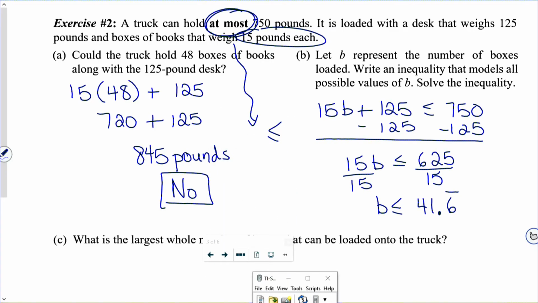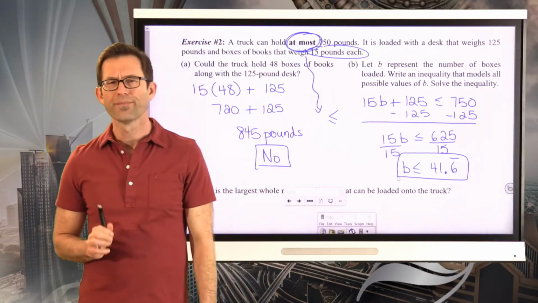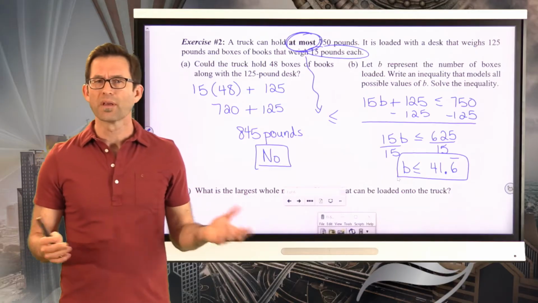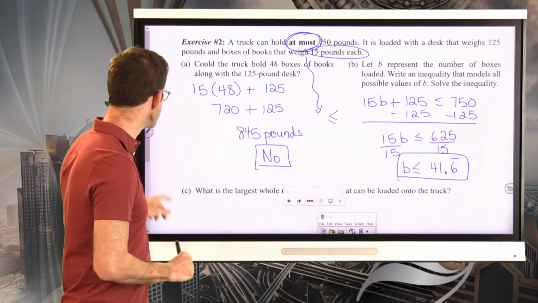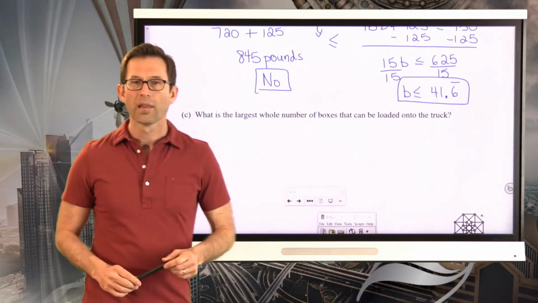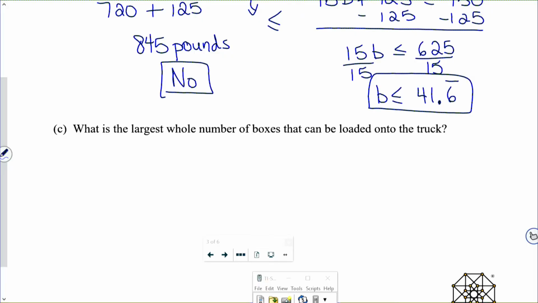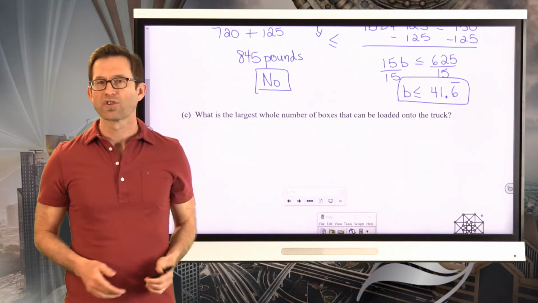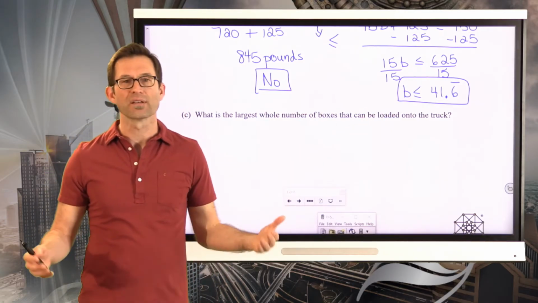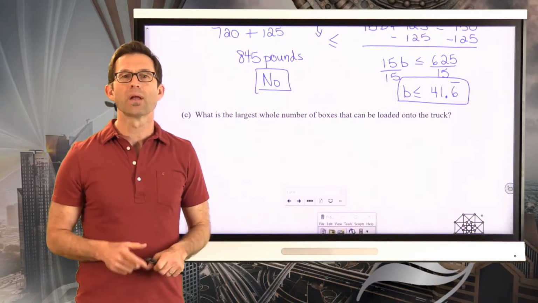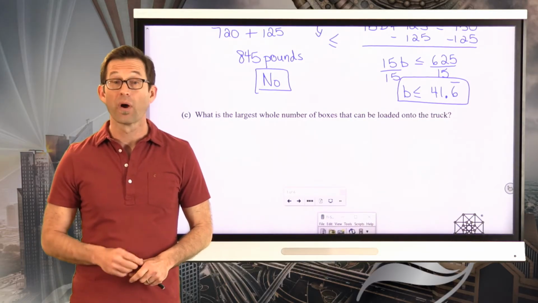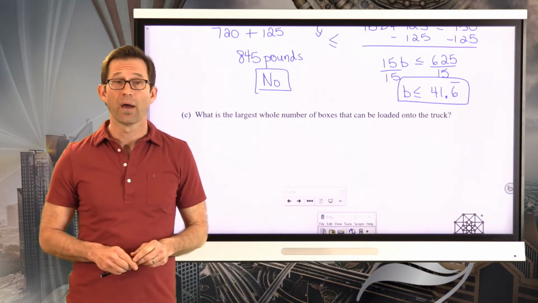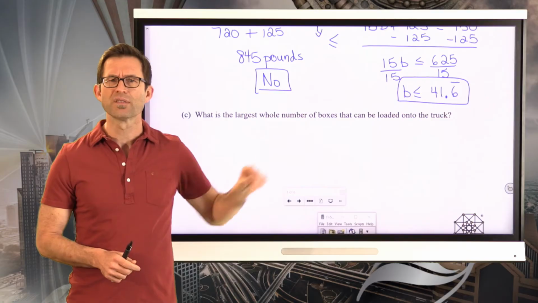All right, there it is. That is the solution to the inequality. Now that might seem a little funny to you, especially because it's got a decimal. But that's where letter C comes into this problem. Letter C: what is the largest whole number of boxes that can be loaded onto the truck? The idea here is that we're loading these boxes on, so we can't load a fraction of a box. We can't have 41.6 boxes. So what is the largest number of boxes that we could possibly put on the truck? Remember, we've also got that 125-pound desk. Pause the video now, and what do you think is the answer to letter C?